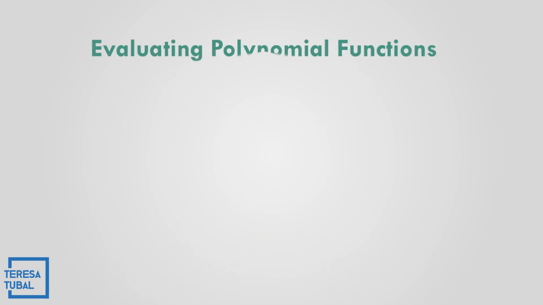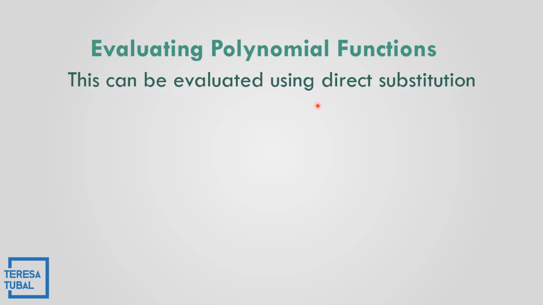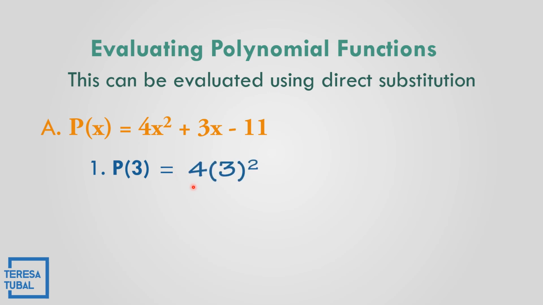In evaluating a polynomial function, this can be evaluated using direct substitution. The given p of x equals 4x squared plus 3x minus 11. Let us substitute the value of x by 3, so p of 3. Let us substitute 3 to the given equation, so that becomes equals 4 times 3 squared plus 3, replace x by 3, minus 11. And then first, we need to copy 4. And then 3 times 3, that is equal to 9.